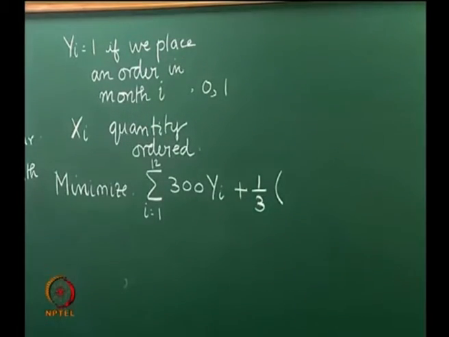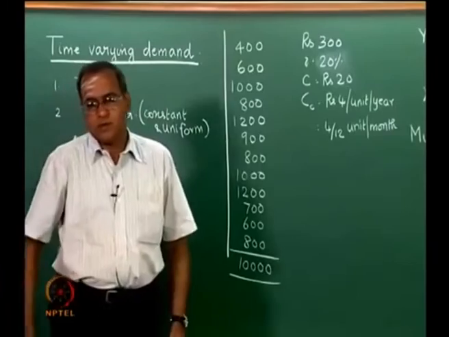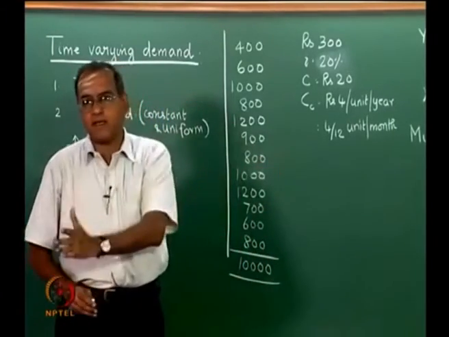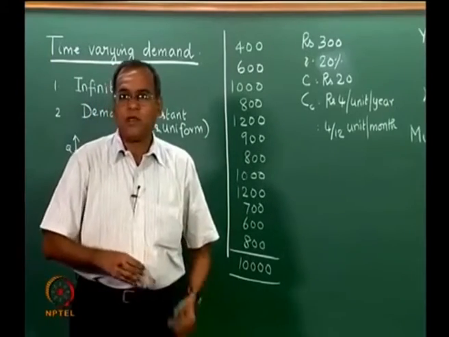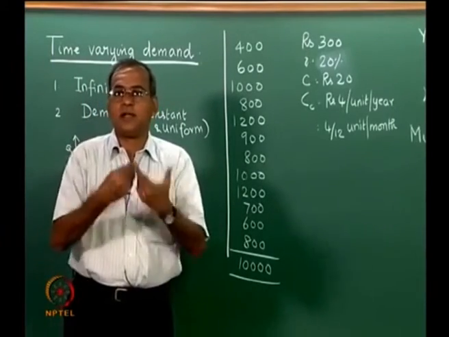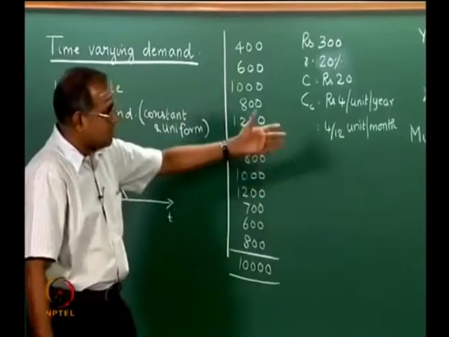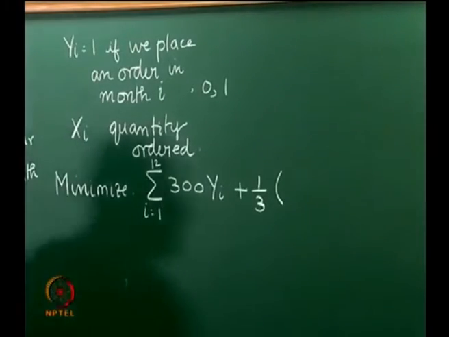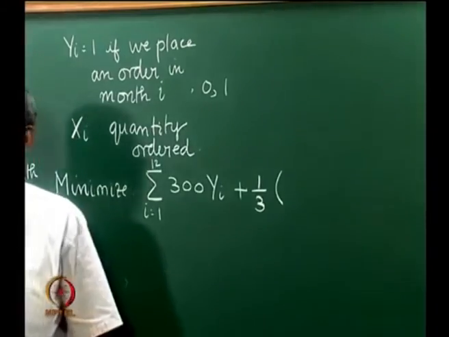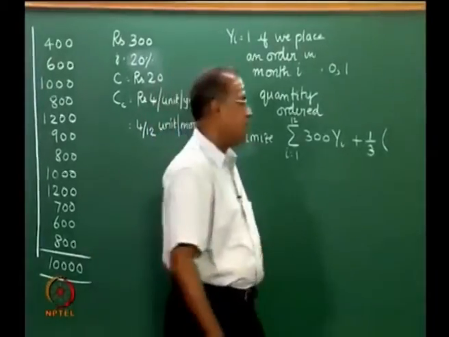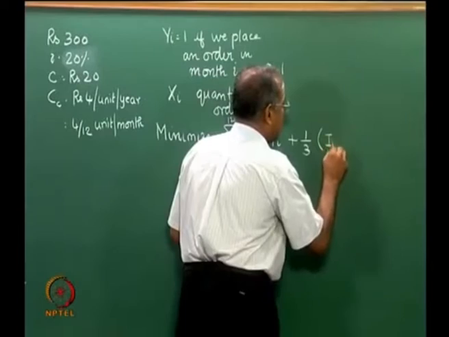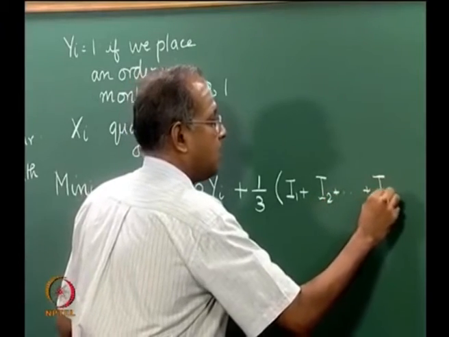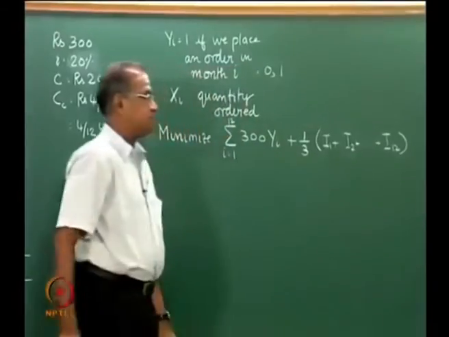Normally inventory can be charged in two ways. One is you charge it on average inventory, which means beginning inventory plus ending inventory divided by 2, or you could charge it only on ending inventory. So let us assume we are going to charge it only on ending inventory. So let us call I1, I2, I3 etc. as the ending inventories. So this is 1 by 3 into I1 plus I2 plus I12.